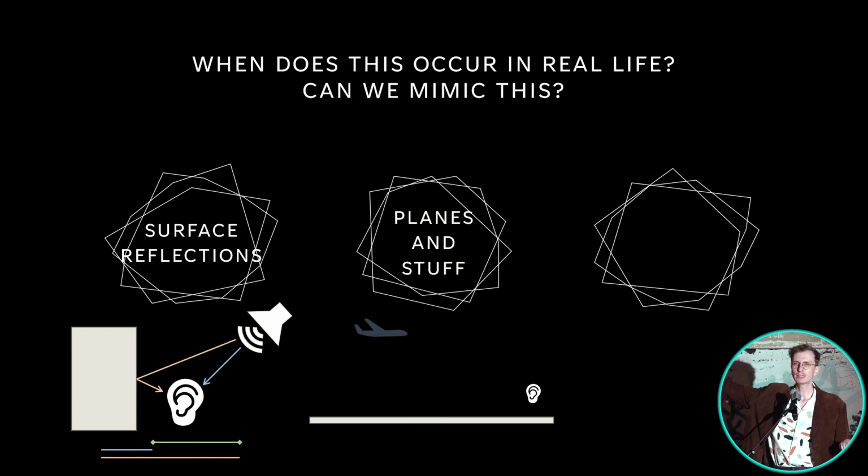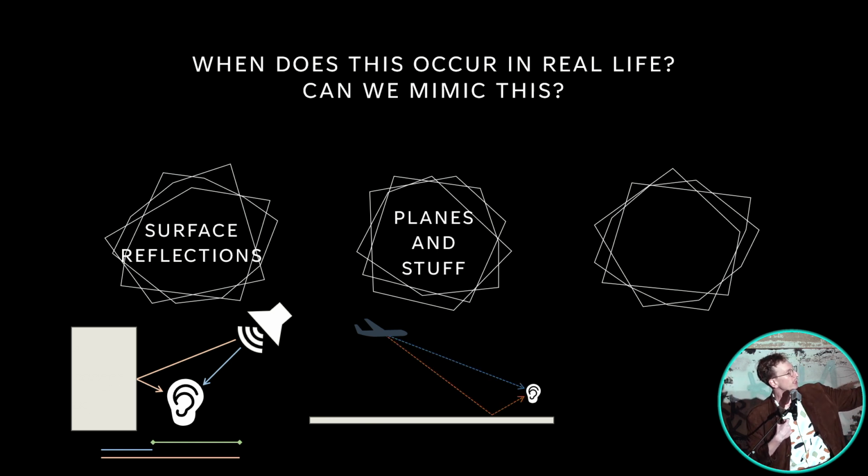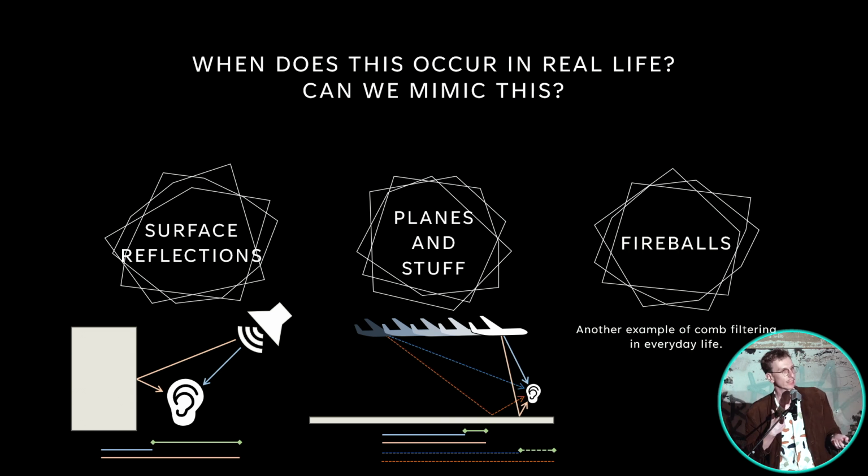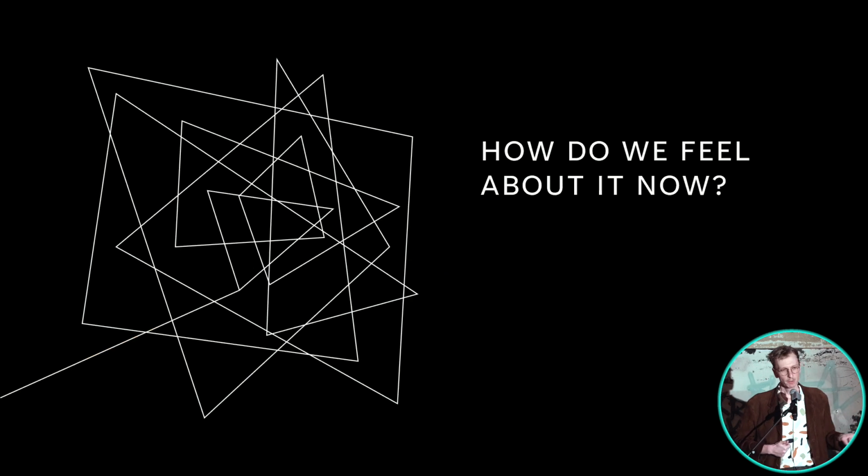And then planes. Everyone knows about the Doppler effect, of course, things go past, but there's also a sort of thing that happens when planes go over. And that's because you've got this shifting situation. We've got this time discrepancy, we know what's going on here. As the plane moves along, this interval is changing over time. And so you get this comb filtering that is shifting, and that's what gives that effect. Isn't that nice? And then fireballs, just another everyday use of this, right?